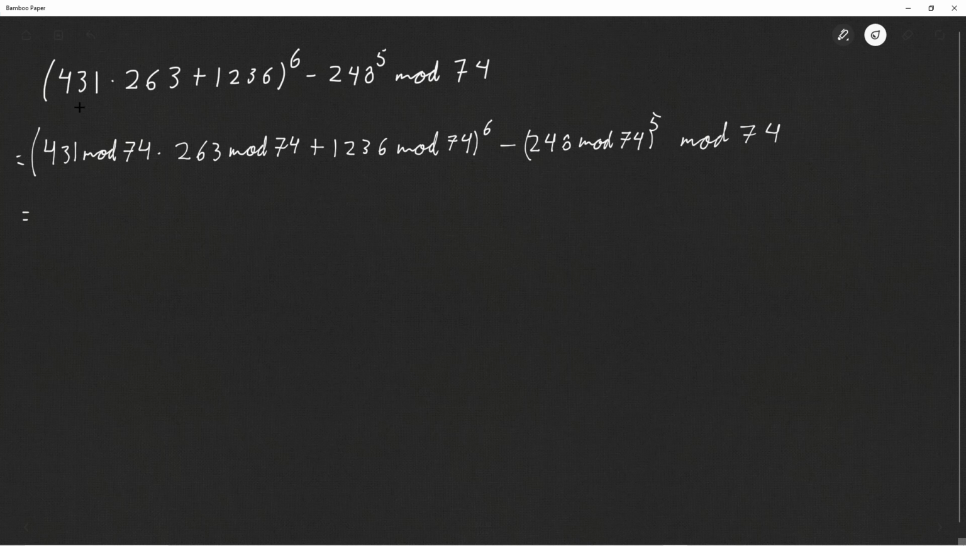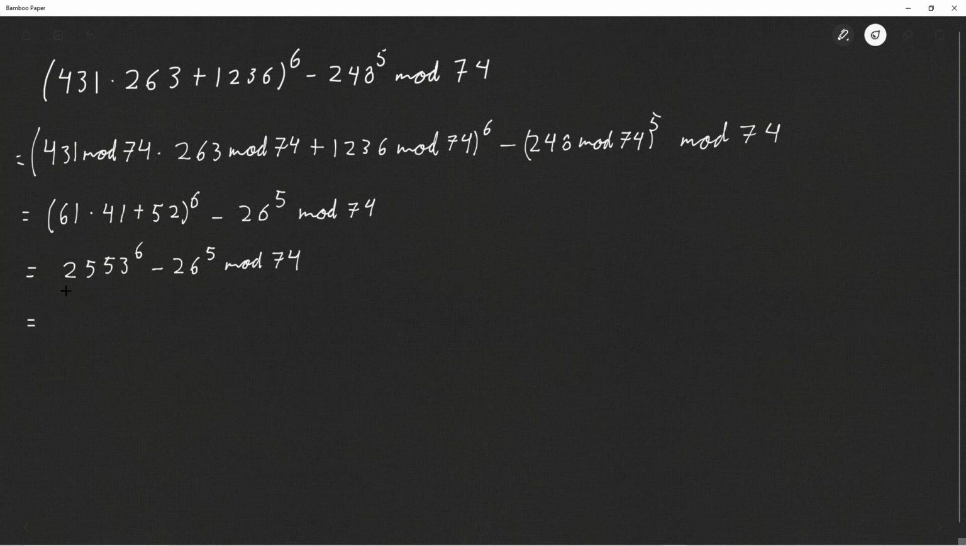So next up, once this simplifies by doing our modulos, we get 61 multiplied by 41 plus 52 to the power of 6 minus 26 to the power of 5 modulo 74. And now we can simplify the inside of our bracket by doing 61 times 41 plus 52 to make this a little bit easier to work with. We get 2,553 to the power of 6 minus 26 to the power of 5 modulo 74.